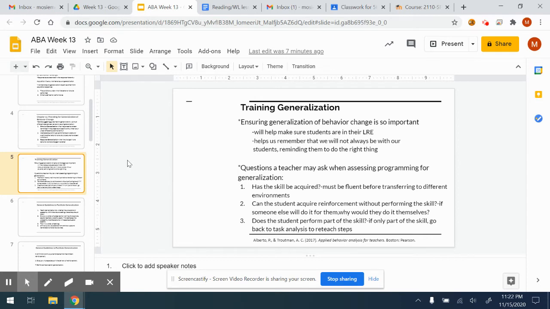And then the third one, does the student perform part of the skill? If only part of the skill is able to be performed, then the student is not ready for that next step of maintenance or generalization. That is where we would go back to that task analysis piece and try and reteach the steps to get them more fluent in that particular skill, and then be able to move on to the next stages of maintenance and generalization.